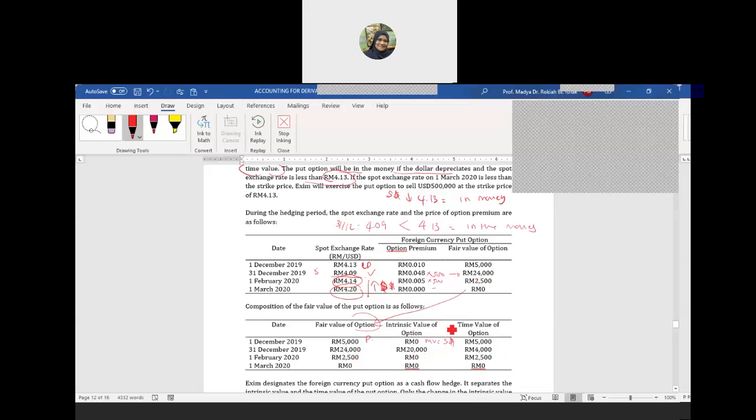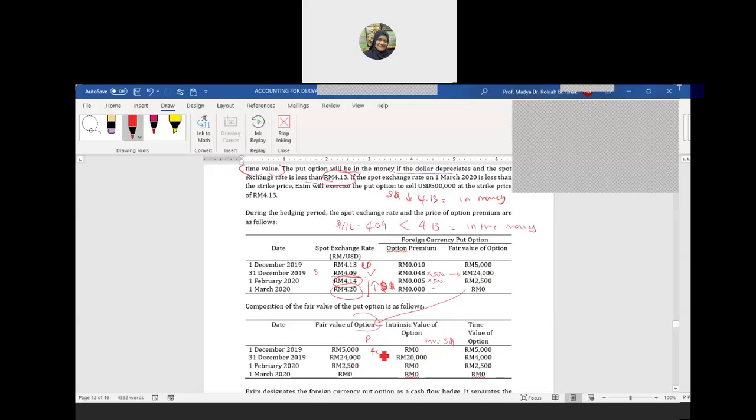So for the intrinsic value, just look here. The market value here is 4.09, minus the 4.13, which is your exercise price. So you're going to have a difference of 0.04, times 500,000, so you're going to have 2,000. So during this time your intrinsic value has a positive value, because the price is reducing. Now you are in the position of selling.